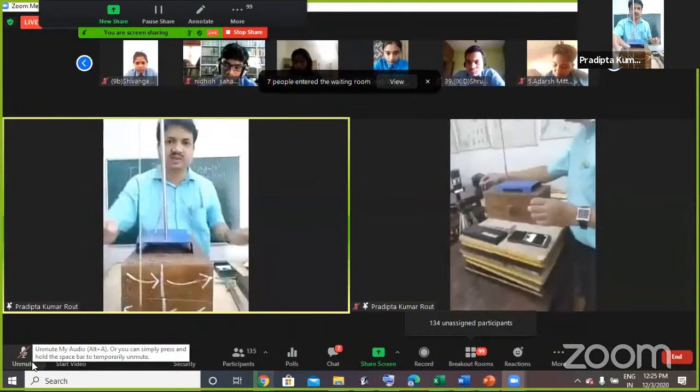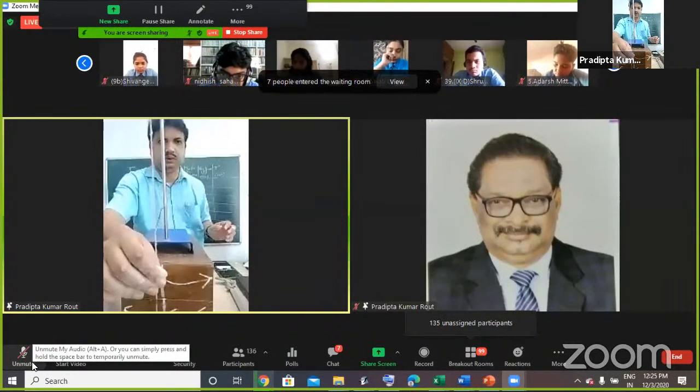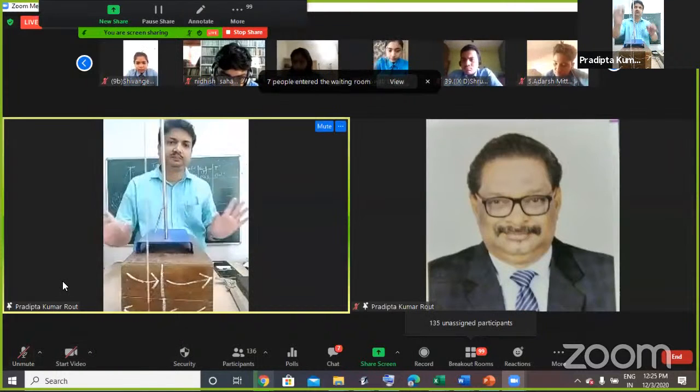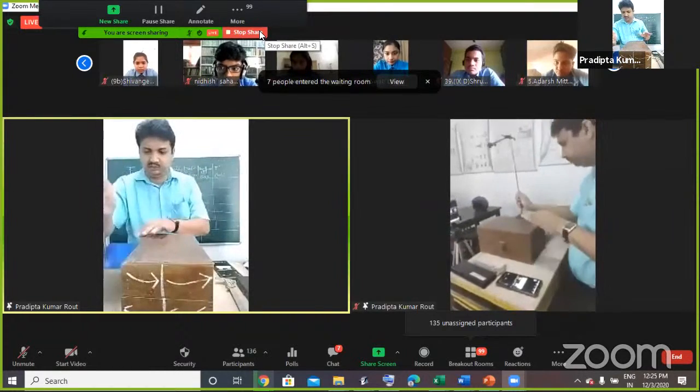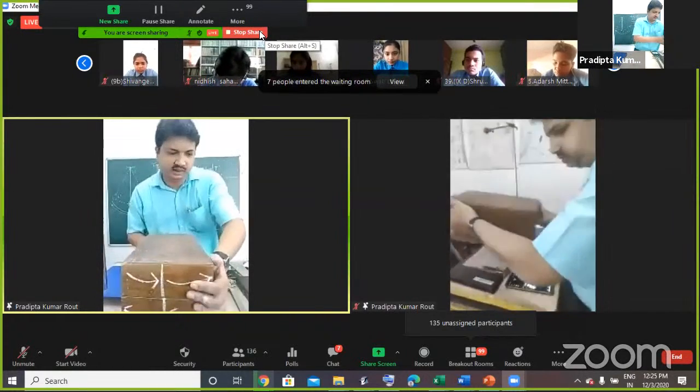Children, this is the setup. You can see this is a clamp stand. Let me decrease the height, then only you will be able to see. Again, I will arrange it.